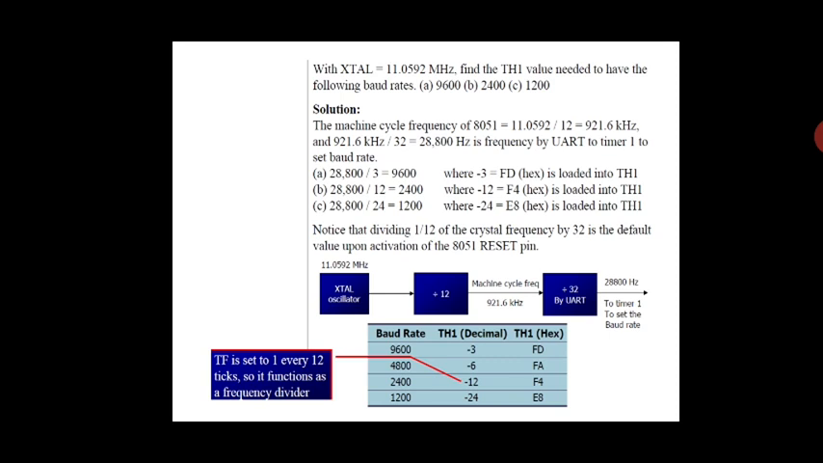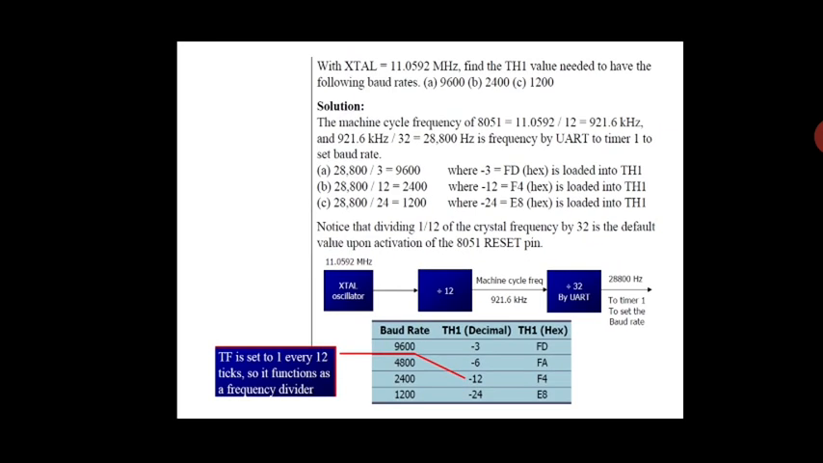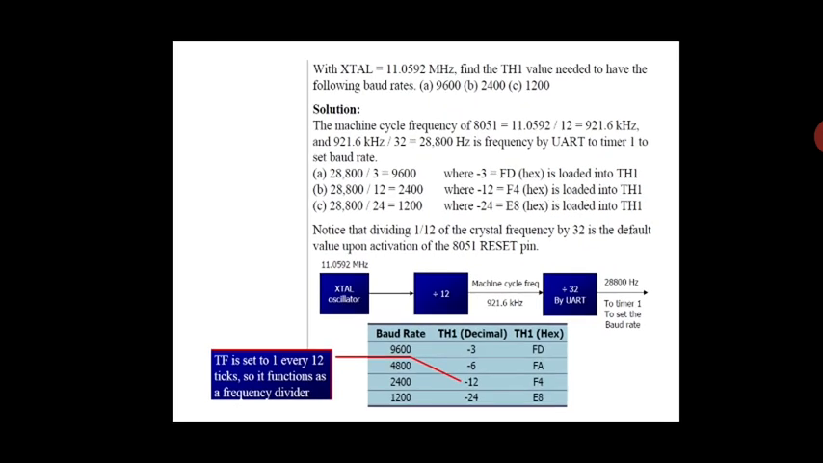As we know, the machine cycle frequency for the 8051 will be 11.0592 megahertz divided by 12. I hope you know that. Why is it 12? Because one machine cycle is indicated with 12 clocks. We will get 921.6 kilohertz here.